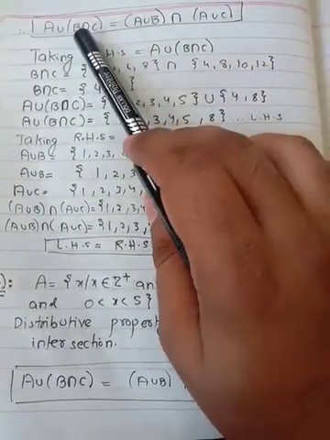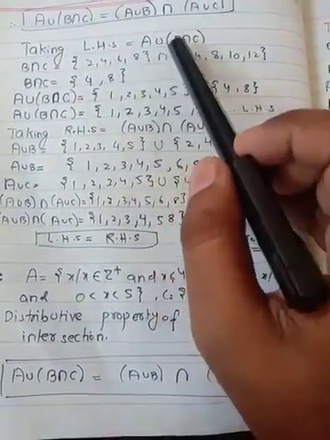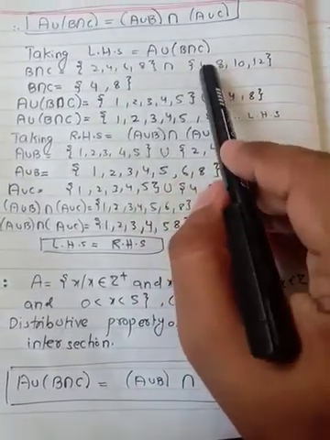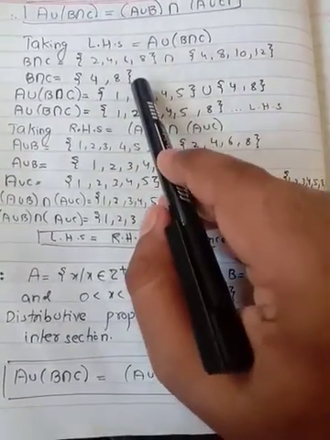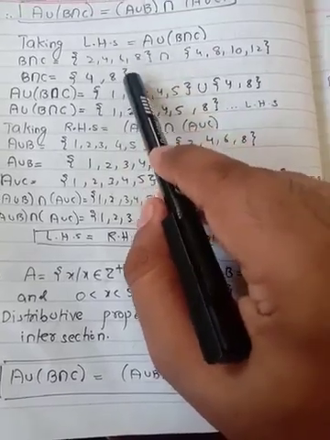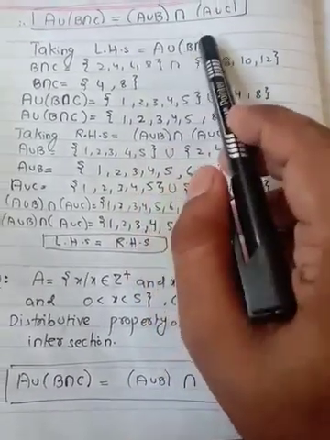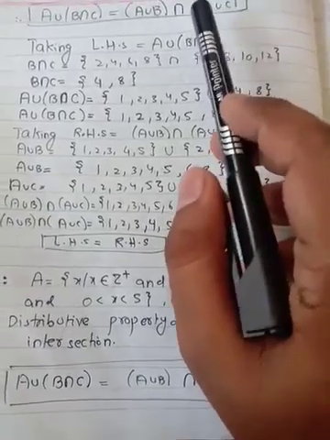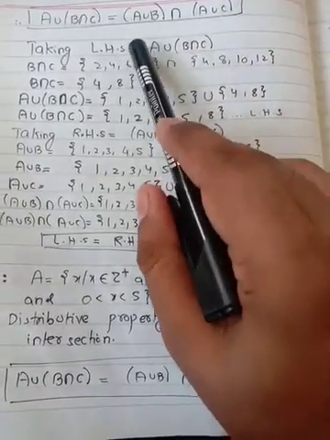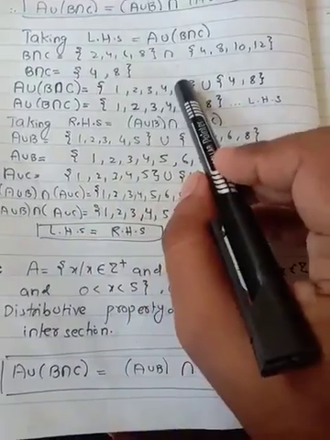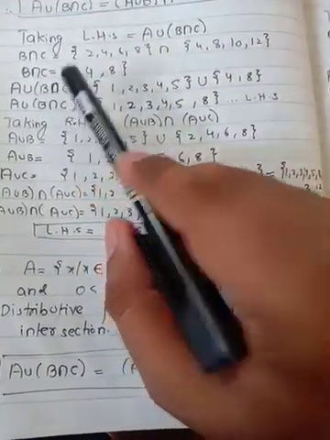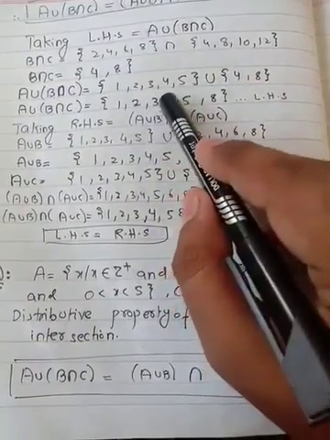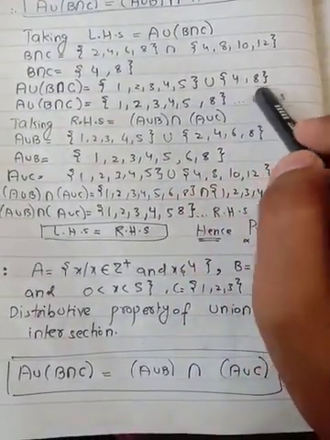First we will solve the left hand side. Left hand side is A union (B intersection C). B set is 2, 4, 6, 8, intersection with C, 4, 8, 10, 12. We will get the answer of B intersection C as 4 and 8, because we have to find the bracket term first. Then we will find the bracket term union with A. A set is 1, 2, 3, 4, 5, then union with B intersection C, that is 4 and 8. The union of both sets will be 1, 2, 3, 4, 5 and 8. This is our left hand side.